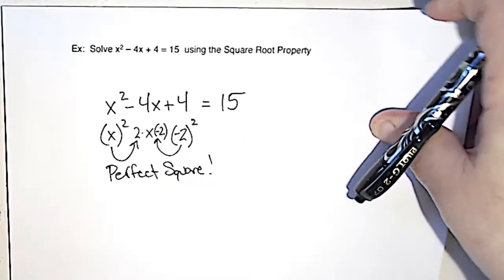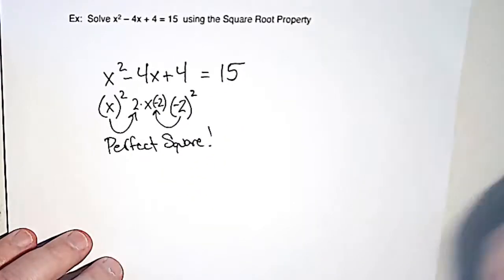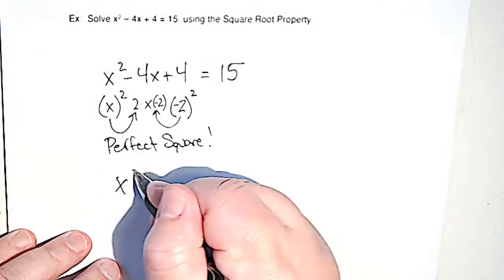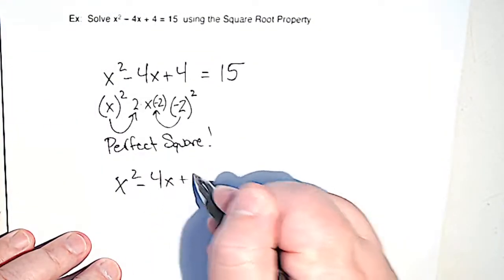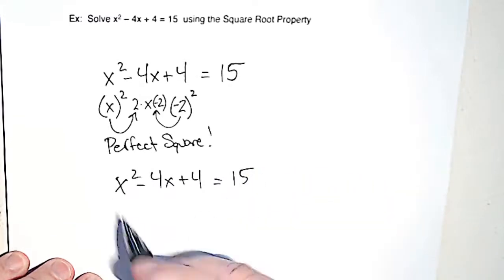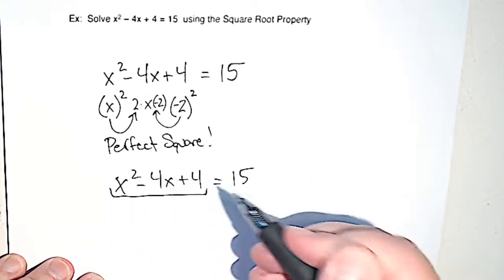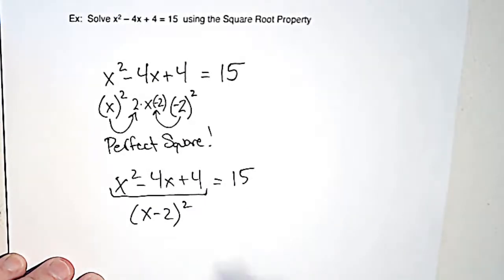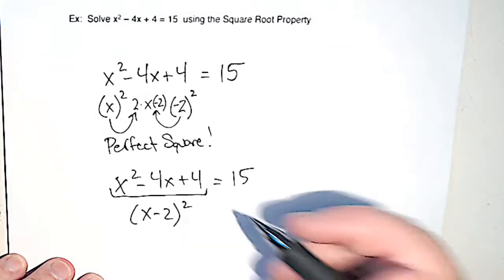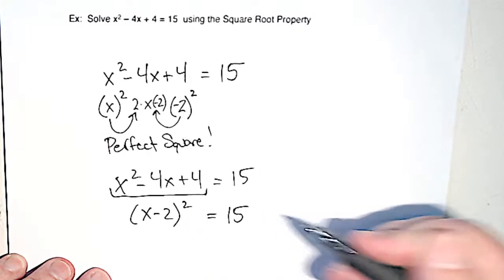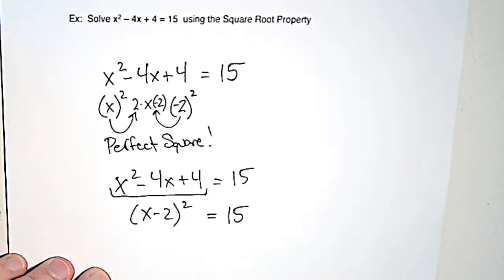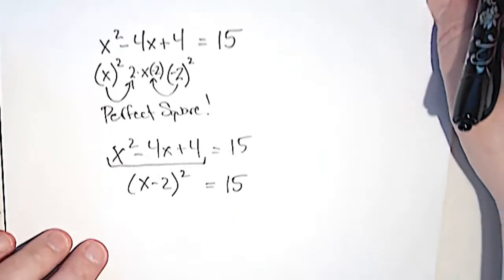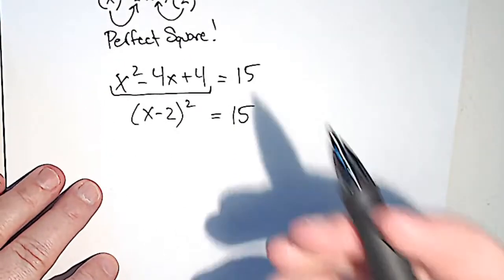Isn't that cool? Yay! Okay, so if I have a perfect square, I have x squared minus 4x plus 4, which equals 15. But this is secretly x minus 2, the quantity squared. And you can FOIL this out and check. But now I have to sigh deeply because over on the right-hand side, that's not a nice number to be taking a square root of. But we'll deal with that later.